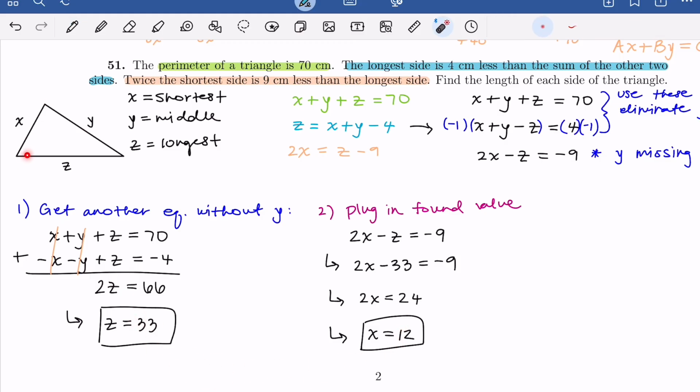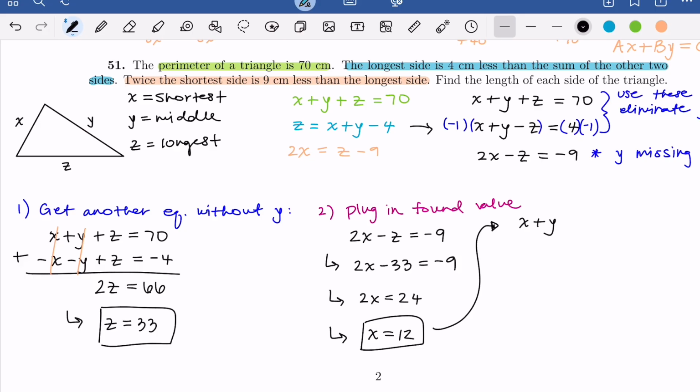We found our shortest and our longest side of this triangle. So now, since we have these two values, we can easily plug them into any one of these equations with y and solve for y. So let's plug this value for x and z into this top equation here.